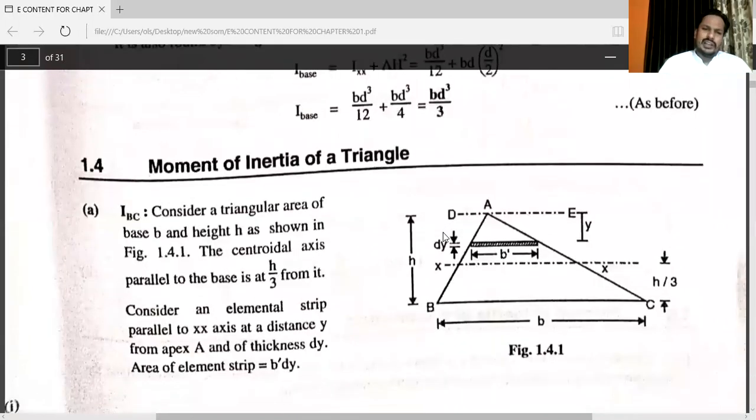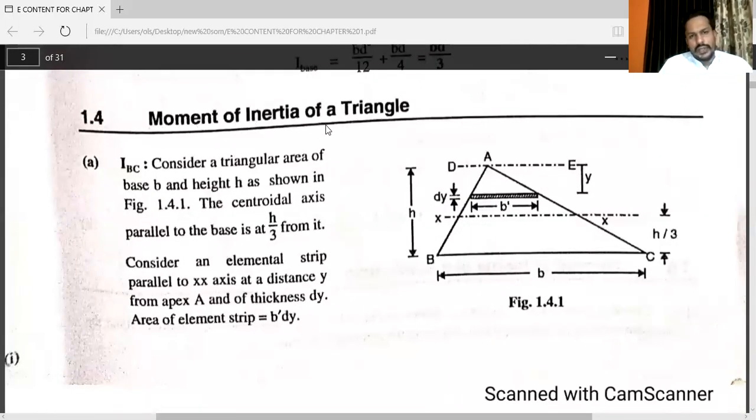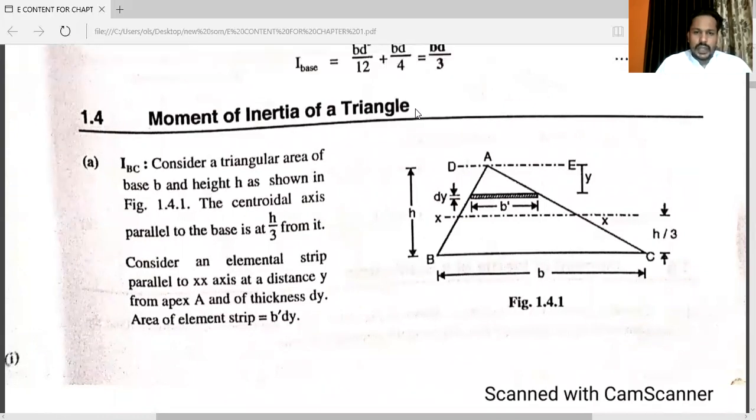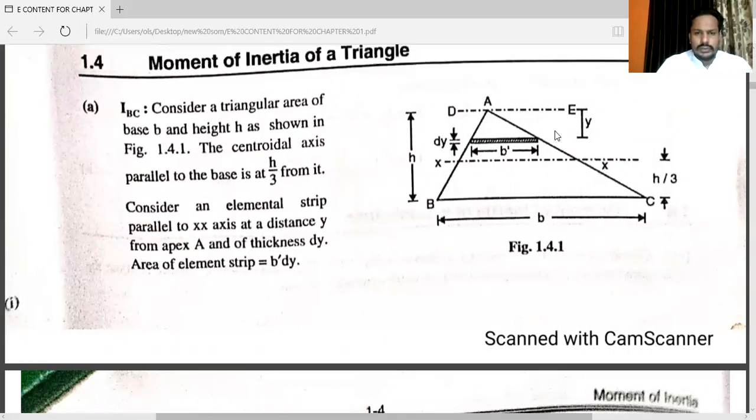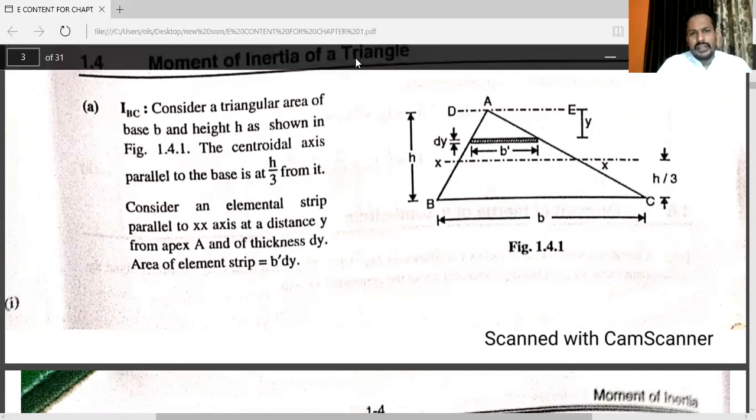Similarly, for the moment of inertia of a triangle, I have already given notes in the E content. You can refer to those notes and prove the moment of inertia for a rectangle, a semicircle, and a quarter circle. Here I am just explaining these diagrams. The steps are the same as the moment of inertia of a rectangle.